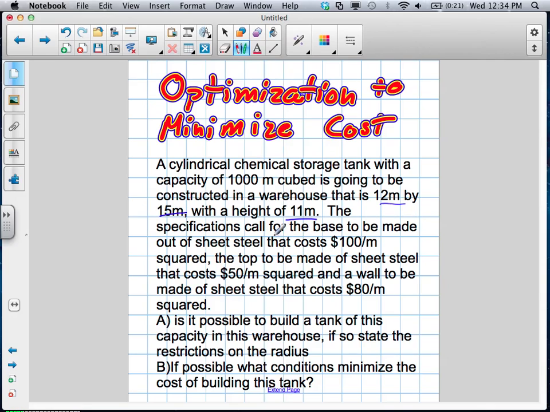The specifications call for the base to be made of a sheet metal that's $100 per meter squared. The top is to be made out of sheet metal that costs $50 per meter squared. And the wall of the tank to be made of a sheet metal that costs $80 per meter squared. The first thing they want us to solve: is it possible to build the tank of this capacity in this warehouse? If so, state the restrictions on the radius. Okay, we're going to jump to the other page here.